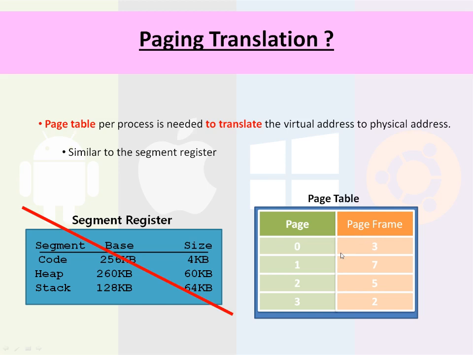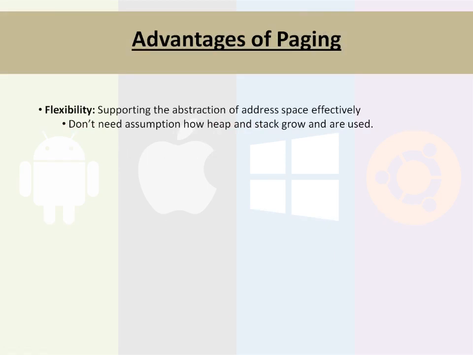And we're going to be looking a little bit later at an example of how we actually utilize this. But just before we get to that example, I want to explain some of the advantages of paging. The first is flexibility, in the sense of supporting the abstraction of the address space effectively. With paging, we don't need to know how the heap and the stack grow. If you remember with segmentation, when we elaborated on it, we discovered that we needed a register that indicated how the heap and the stack grow. In paging, we don't need to worry about that.